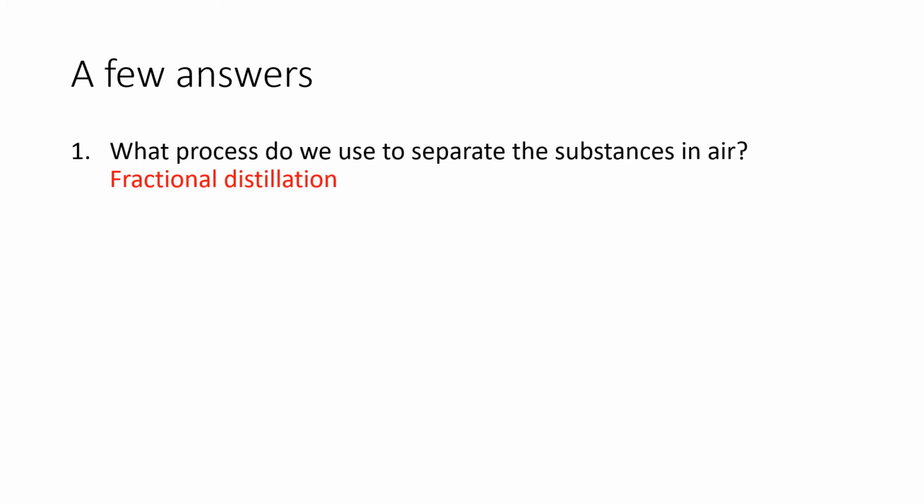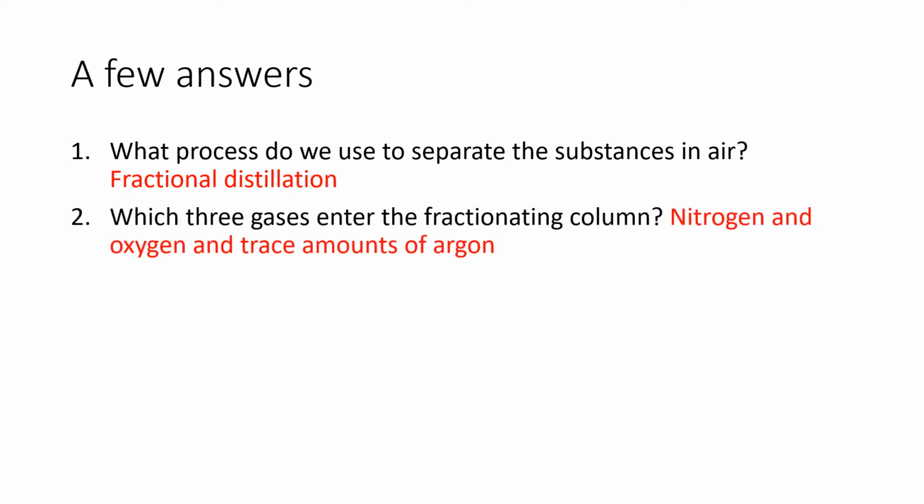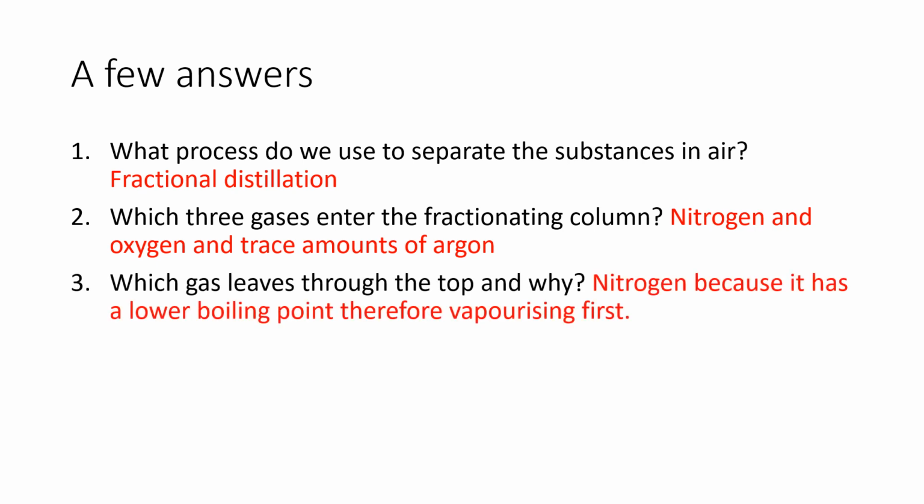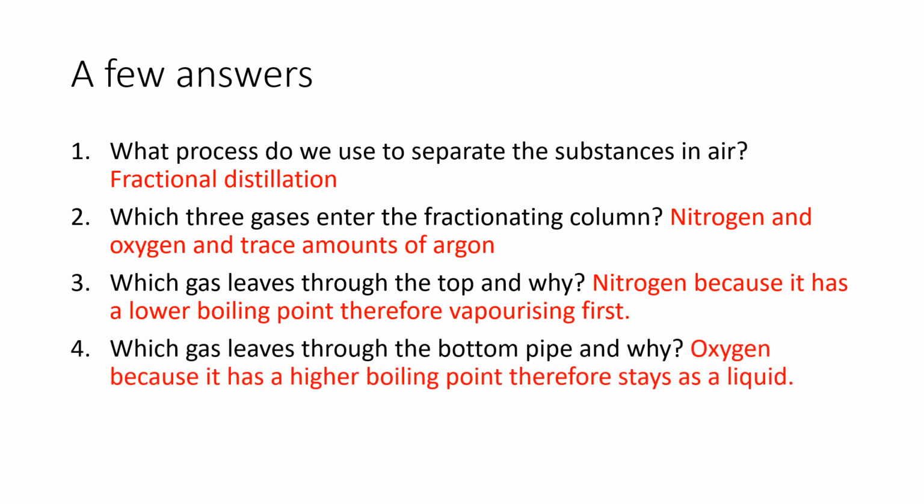So your answers: fractional distillation, that's the main process. There are some other processes at the start there, but fractional distillation is the main one. The gases are nitrogen, oxygen, and there's trace amounts of argon, if you can remember. Which gas leaves to the top and why? Nitrogen, because it has a lower boiling point, therefore vaporizing first. And oxygen leaves to the bottom pipe because it has a higher boiling point and therefore stays as a liquid.